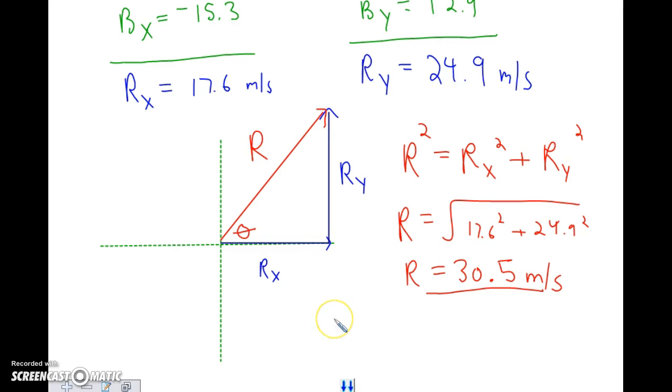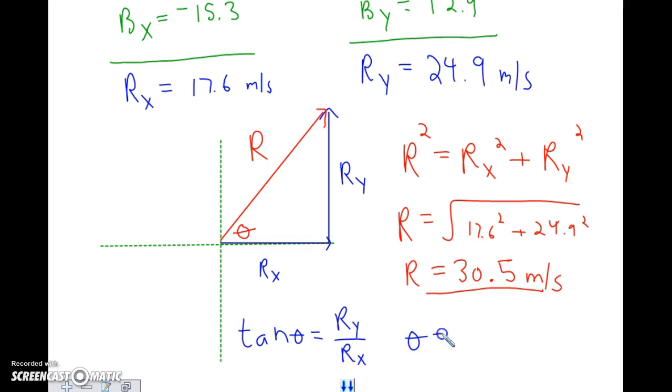So it doesn't really matter whether you want to use sine, cosine, or tangent. We have all the sides to find that. For no particular reason, I'm going to use tangent. So to find that angle theta, tangent theta is equal to opposite over adjacent, or in other words, r sub y over r sub x.